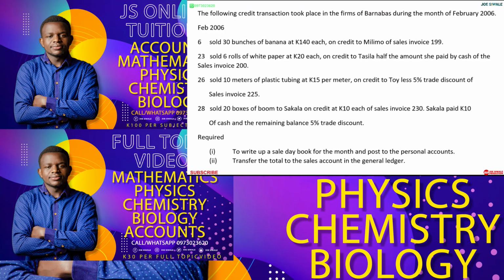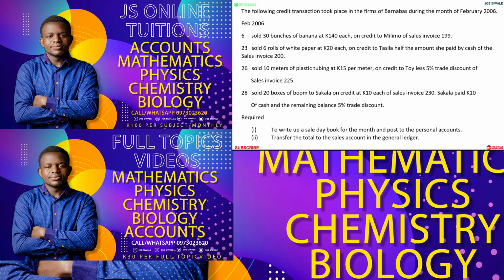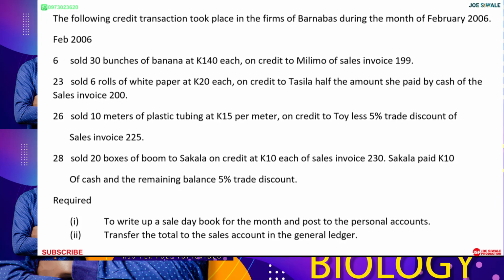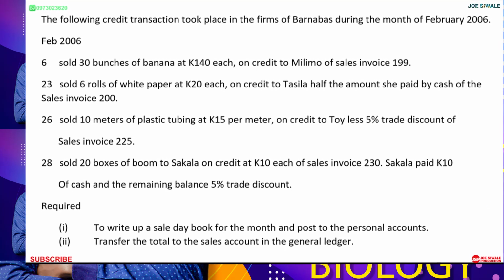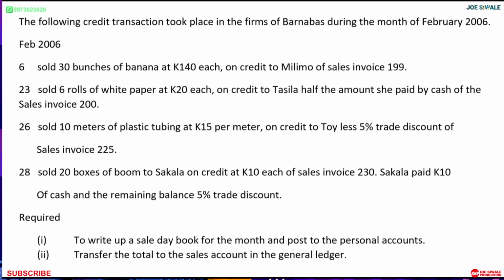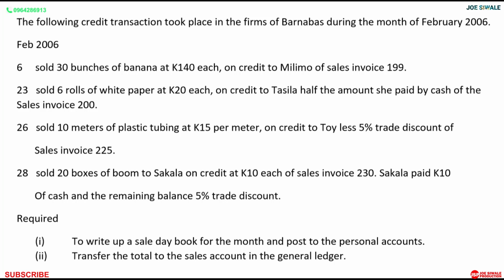So let us look at this example. The following credit transactions took place in the firm of Barnabas during the month of February for the year 2006. The first transaction occurred on the 6th: sold 30 bunches of banana at 140 kwacha each on credit to Milimo, sales invoice 199. Then on the 23rd, sold 6 rolls of white paper at 20 kwacha each on credit to Tasila, half the amount she paid by cash, sales invoice 200.